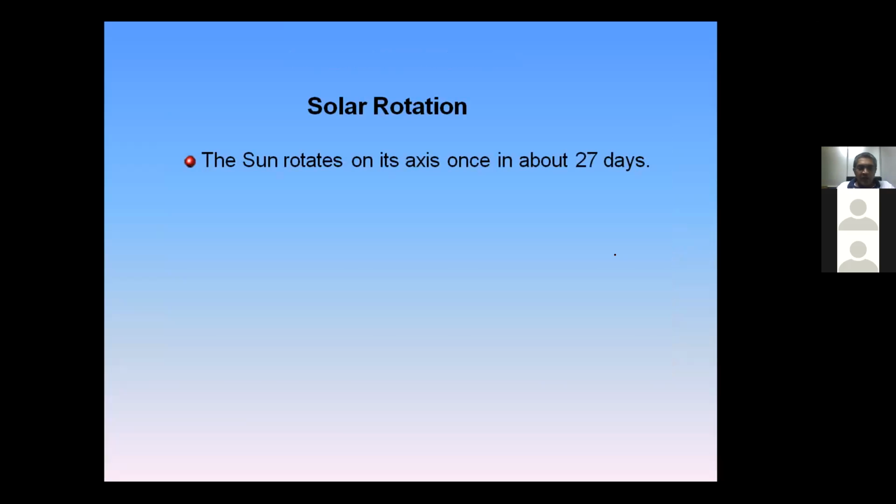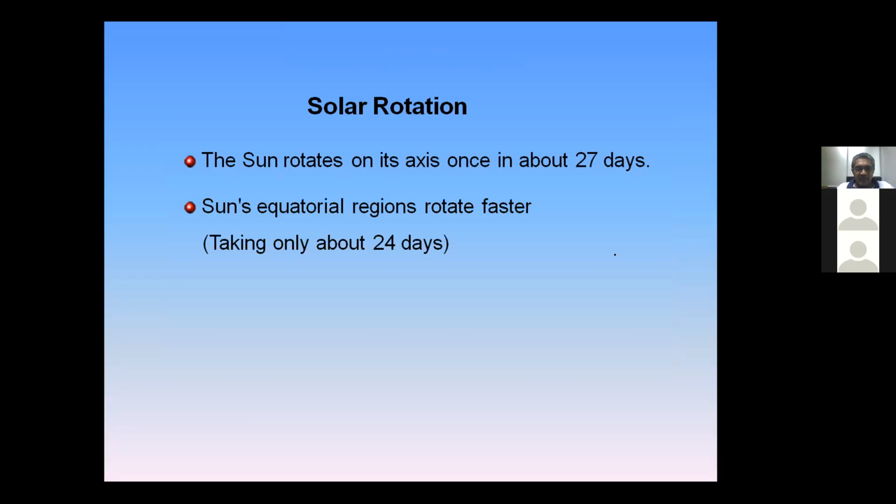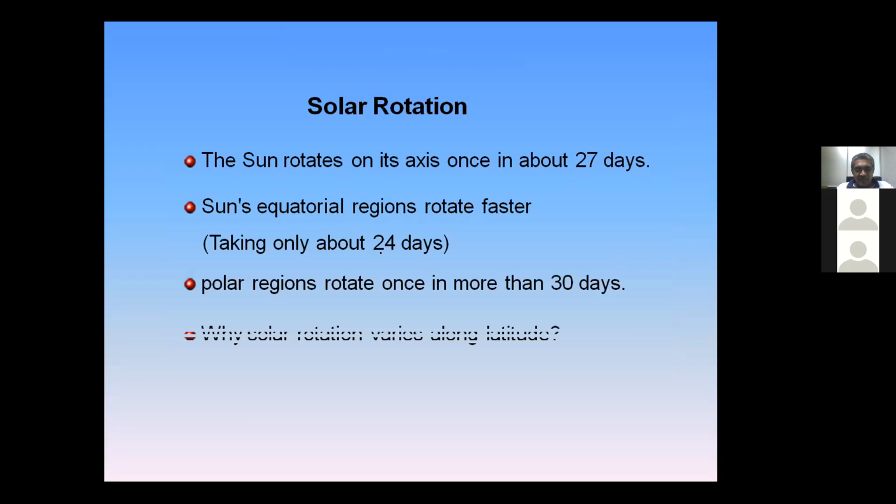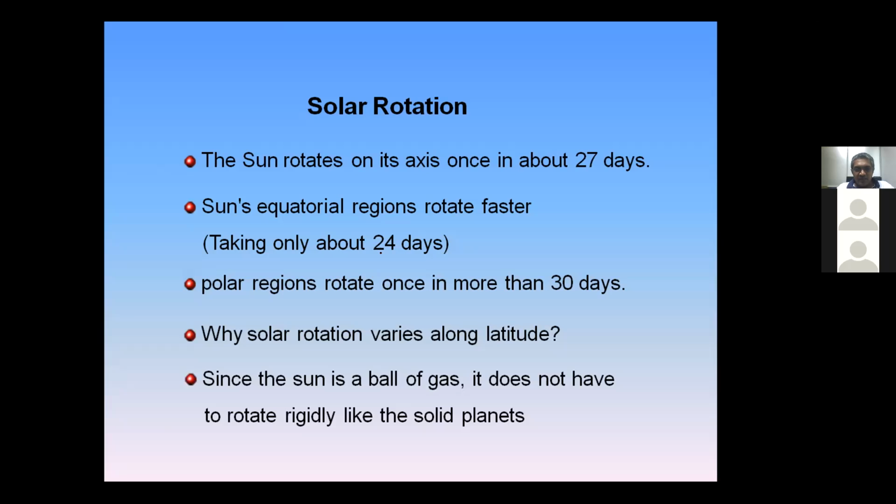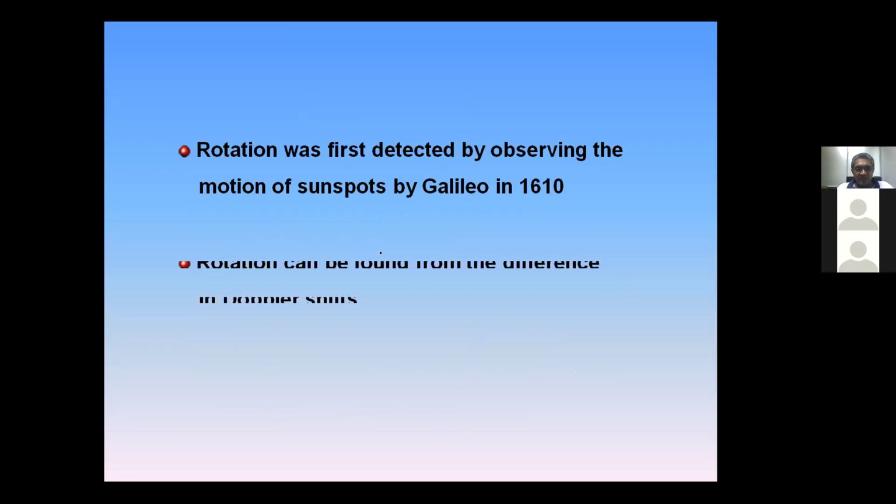Right. Now, we discuss the solar rotation. A while ago I showed that the sun rotates on its axis in around 27 days. The sun's equatorial region rotates in maybe 24 days, so the polar regions maybe 30 days. Why does the sun's rotation vary along the latitude? Of course, that is because it is a gas ball. Since the sun is a gas ball, it does not rotate rigidly like a solid planet. That's obviously clear.